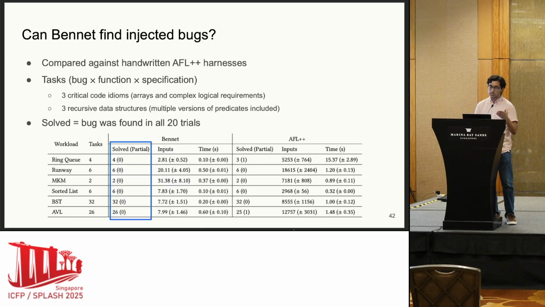And so solved here means that for one of these tasks, the bug was found in all 20 trials. And so in the case of Bennet, we were able to, in all these trials, find all the bugs and do them quite quickly.